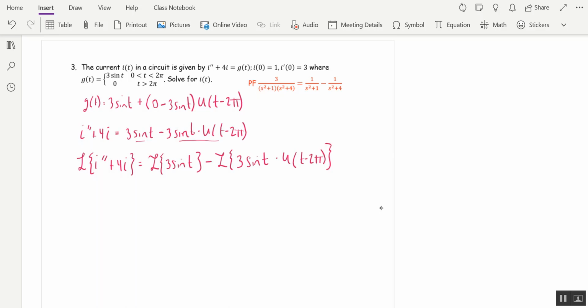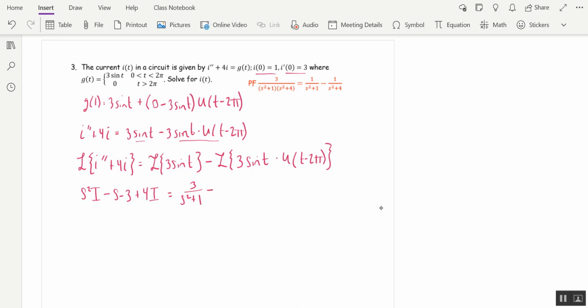Okay, so here we go. L of I double prime is s squared big I minus s I of 0 minus I prime of 0. So I of 0 is 1 and I prime of 0 is 3. So this would be minus s minus 3 and then plus 4 big I, and that's equal to L of 3 sine t, that's easy, that's 3 over s squared plus 1. Hopefully you have your Laplace transform table handy.